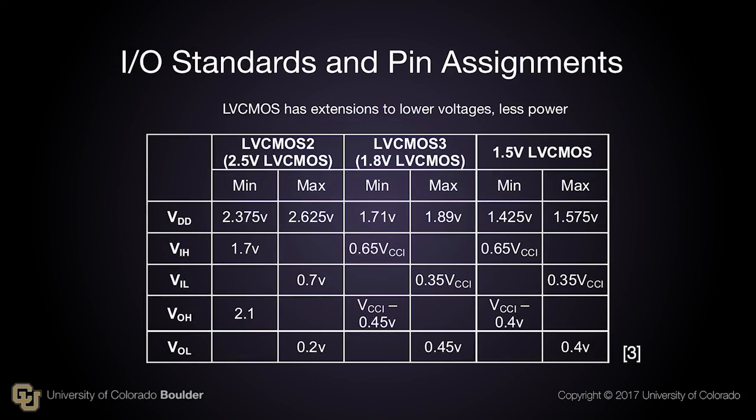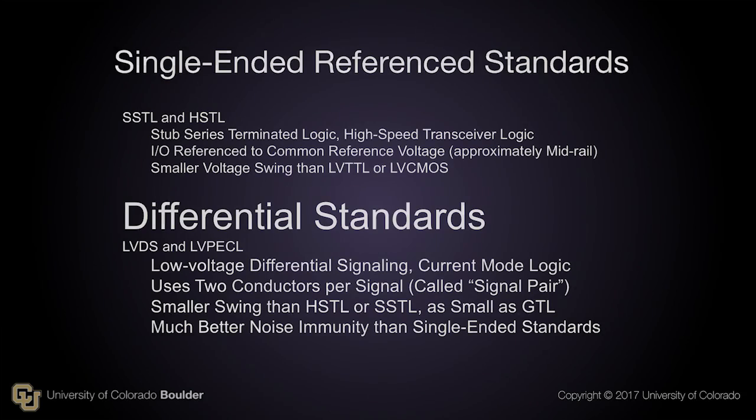LVCMOS has extensions to lower voltages for less power consumption. At 1.5 volts, the swing is V output high minus V output low, which is equal to 1.025 volts minus 0.4 volts, or 0.625 volts. There are also single-ended reference logic families, including SSTL and HSTL. These are stub series terminated logic and high-speed transceiver logic, respectively. The I/O is referenced not to ground like TTL or LVTTL, but to a common reference voltage. This increases the speed of the logic, but reduces the noise margin.